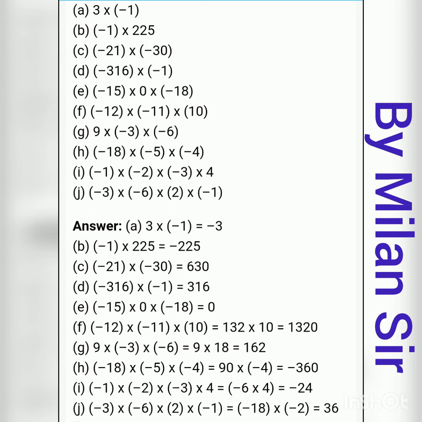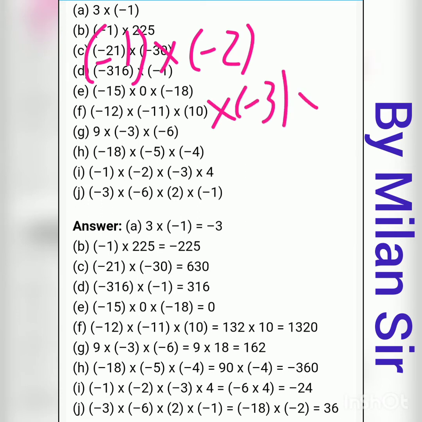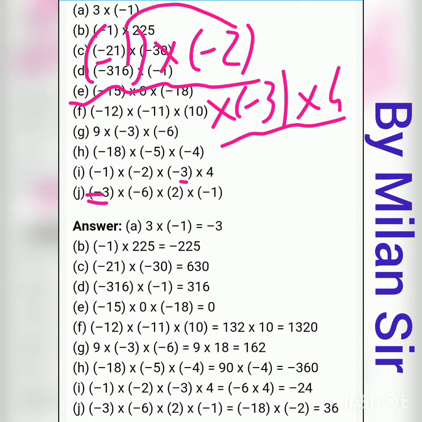Now next: minus 1 multiply minus 2 multiply minus 3 multiply 4. So here in total we have 4 numbers. So we solve the first two numbers and the last two numbers together. If we see the first two numbers, minus 1 multiply minus 2, first of all the multiplication process: 2 1s are 2. Both have negative signs, right? So minus minus is plus, so plus 2.